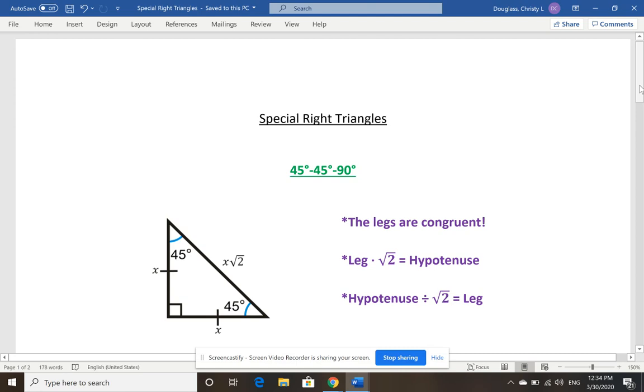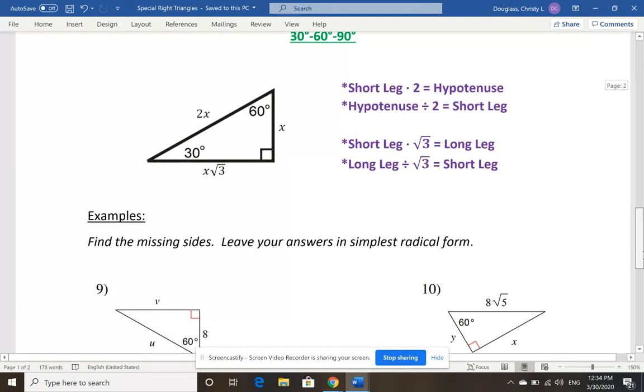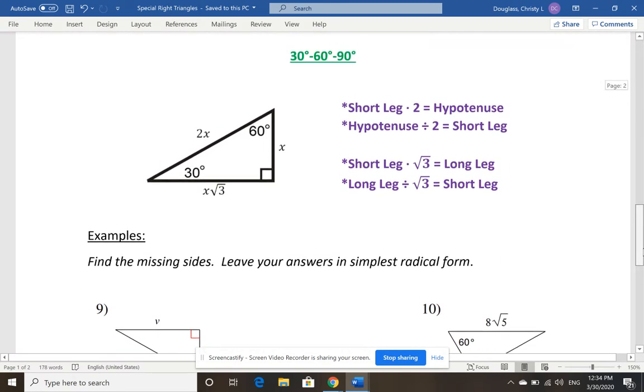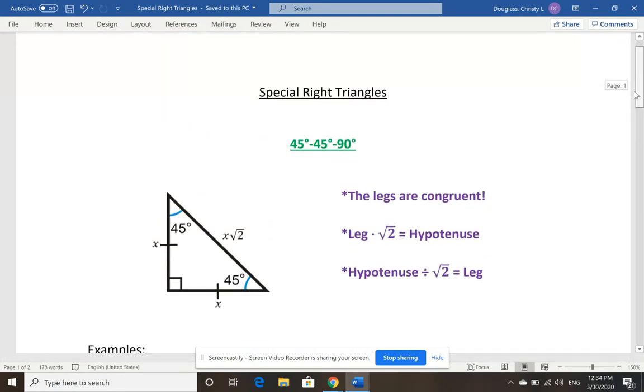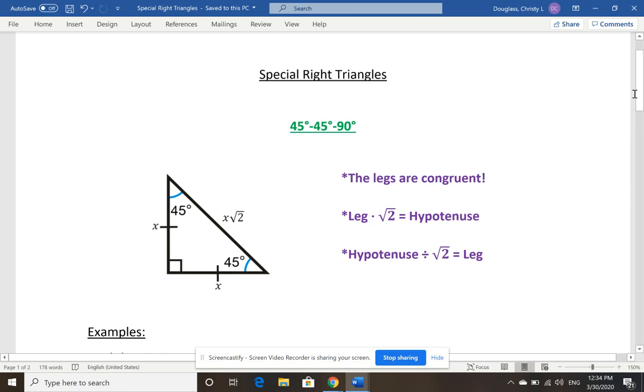There are infinitely many kinds of right triangles, with all sorts of different angle measures. But the two that we will be focusing on today are what we call the 45-45-90 and the 30-60-90 triangle. So what we notice about a 45-45-90 triangle is that the sides are always in the same ratio.